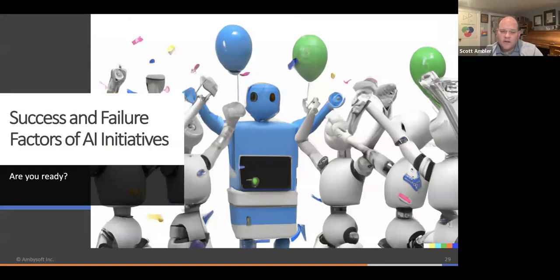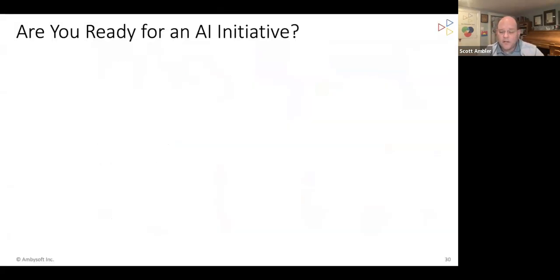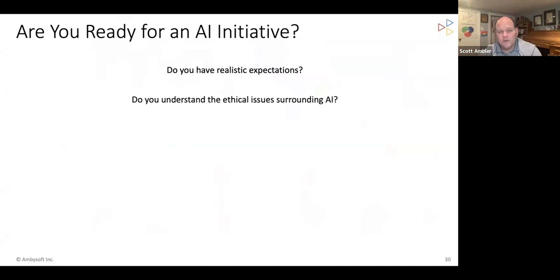So, some success and failure factors of an AI initiative. Earlier I was talking about whether your organization is ready, but this is more a question of whether your team is ready to start up an AI initiative. Once again, all of these should be answered in the affirmative. Do you have realistic expectations over what you're trying to achieve, or what you can achieve? Not what you want to achieve, but what you can achieve.